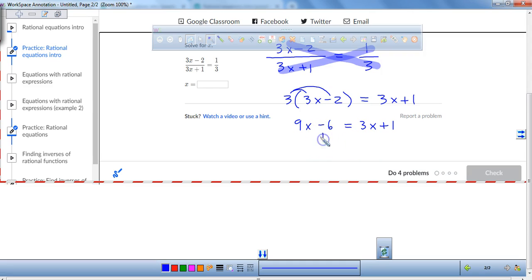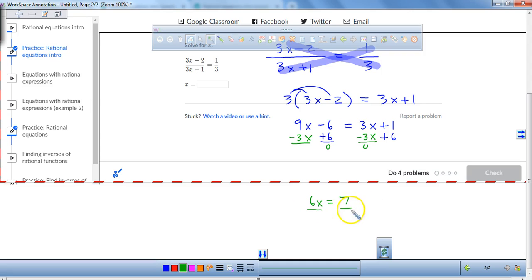And we're going to add 6 to this side, and we'll add 6 to this side. We've got to get all the x's by themselves, so I have to take away 3x from this side, and take away 3x from this side. Let me do 9x minus 3x, and that gives us a total of 6x equals, now that zeroes out right there, that zeroes out, 1 plus 6, which is 7.